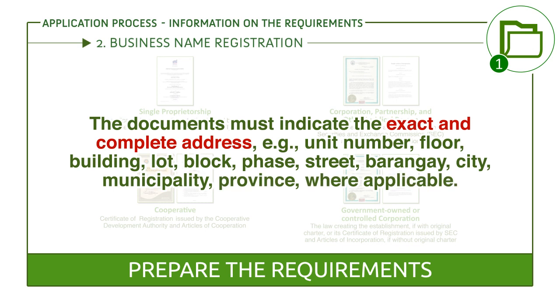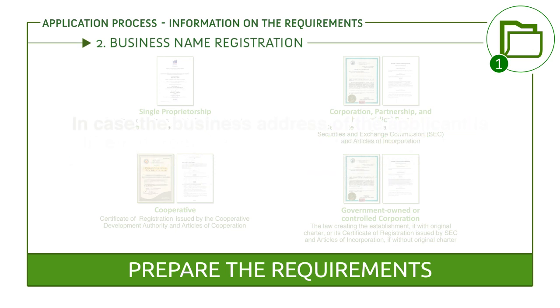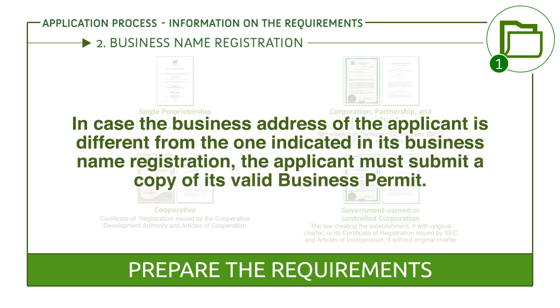The documents must indicate the exact and complete address, for example, unit number, floor, building, lot, block, phase, street, barangay, city, municipality, province, where applicable. In case the business address of the applicant is different from the one indicated in its business name registration, the applicant must submit a copy of its valid business permit.